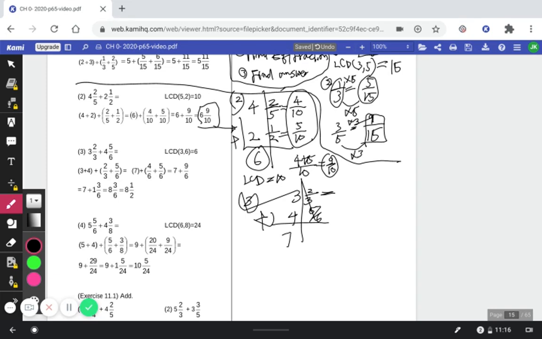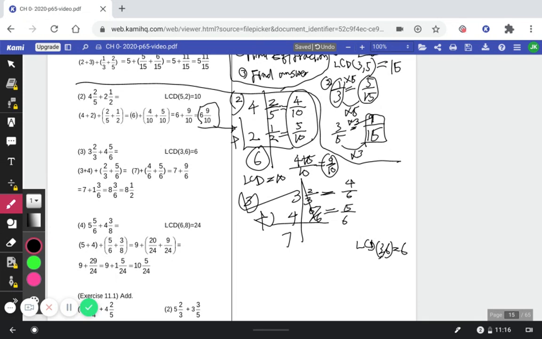2/3 and 5/6. You have to make an equivalent fraction with the LCD. So the LCD of 3 and 6 is 6. So make this one in terms of 6. This is already 5/6, and this is 4/6.